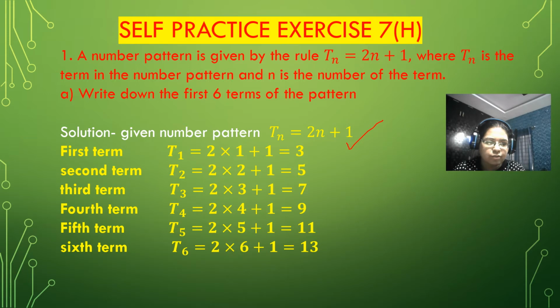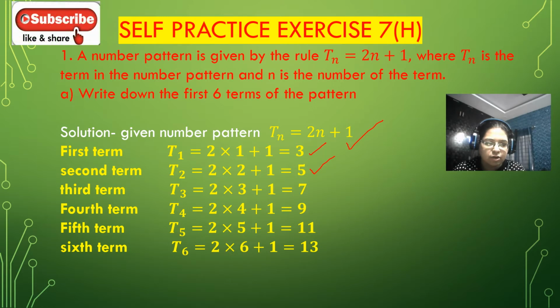First term is when n equal to 1, T1 will be 2 multiplied with 1 plus 1, that is 2 plus 1 is 3. Second term, when n is 2, T2 will be 2 multiplied with 2 plus 1, that is 4 plus 1 is 5. Third term, when n equal to 3, T3 equal to 2 multiplied by 3 plus 1. 2 multiplied by 3 is 6, 6 plus 1 is 7.